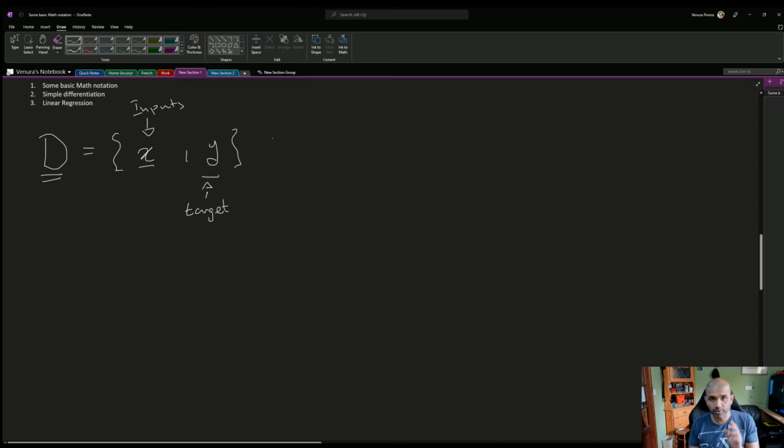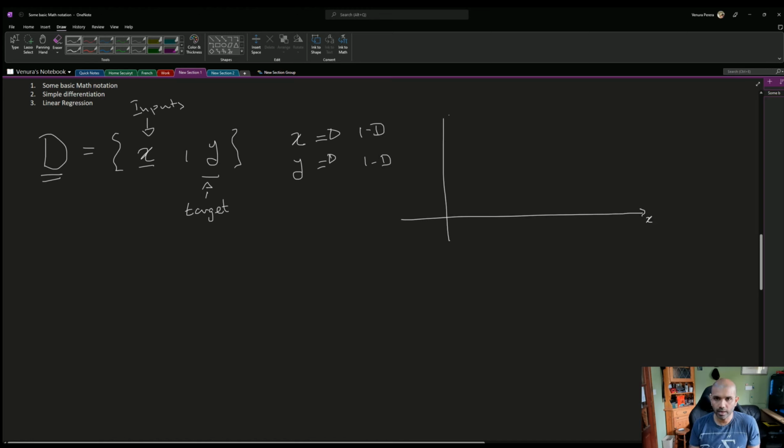Now, for the purpose of this section, we're going to make the straightforward assumption that x is one-dimensional, and so is y. So these are both one-dimensional vectors. What that means is we can quite easily just draw this scatter graph out. So we have our x and we have y here. We can draw some points like this, and we've got our x and y scatter plot.